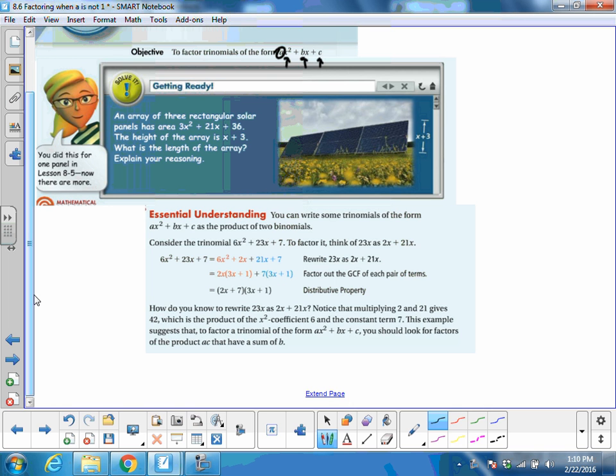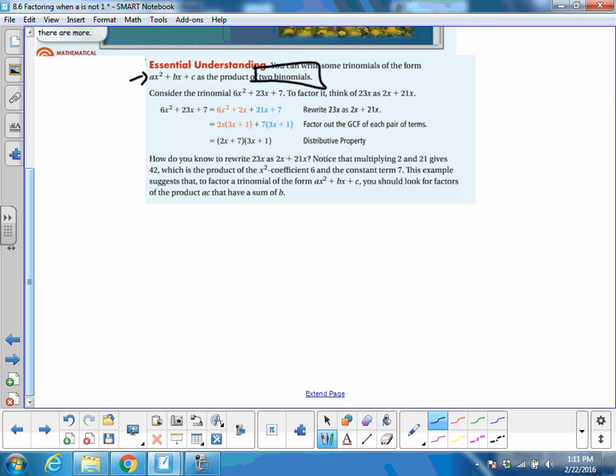In our essential understanding, you can write some trinomials in this form. Ax squared plus bx plus c is a product of two binomials. So that's ultimately what we're looking for, our two binomials. Consider the trinomial 6x squared plus 23x plus 7. To factor it, we need to think of 23x as 2x plus 21x. So we're looking for a sum that's going to get me 23x.